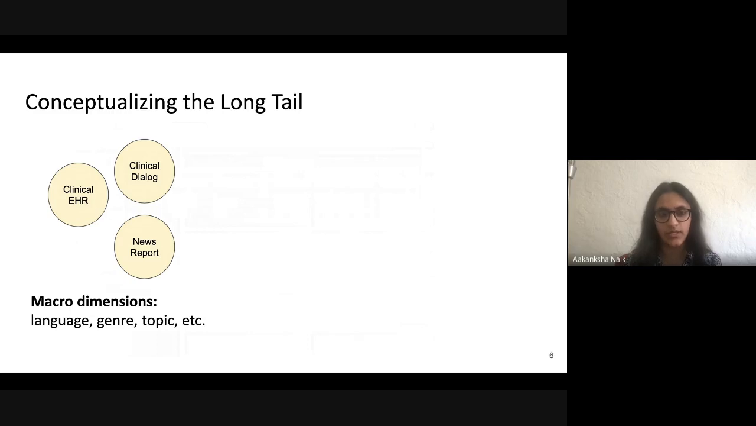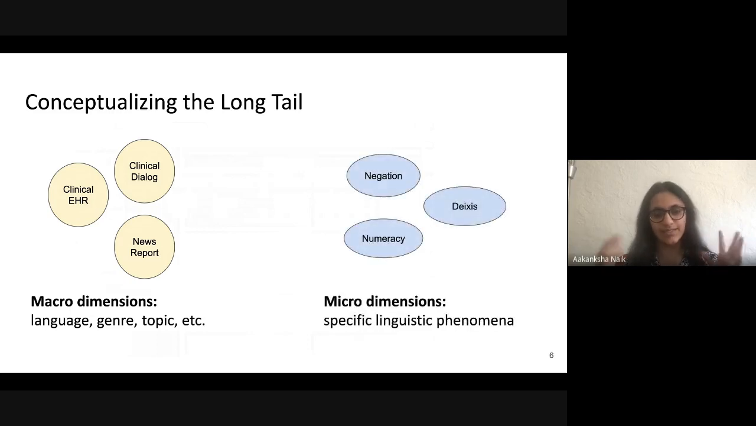Another way of looking at the same space is to look at text from the perspective of which linguistic phenomena it contains, which is a more micro level view. So there can be a bunch of different phenomena like negation, numeracy, discourse deixis that are much rarer in all of the large scale benchmarks that we look at today.